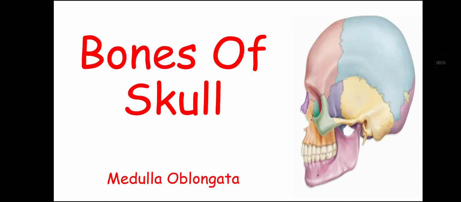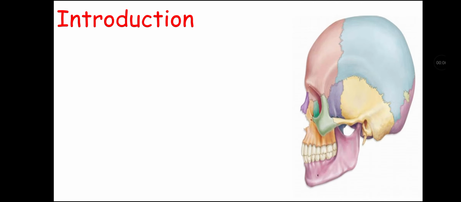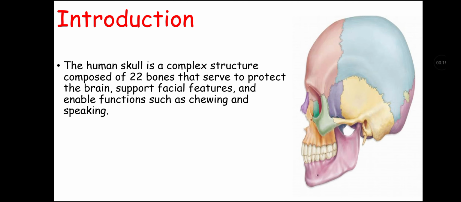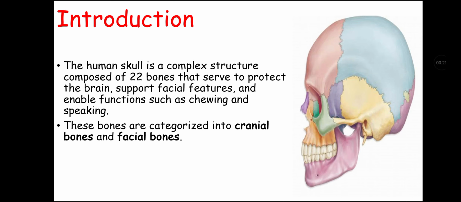Today we are going to talk about bones of the skull, and we will start our topic with the introduction. Here on the side you can see the diagram of the skull, so refer to that when we talk about the skull. The human skull is a complex structure composed of 22 bones that serve to protect the brain, support facial features, and enable functions such as chewing and speaking.